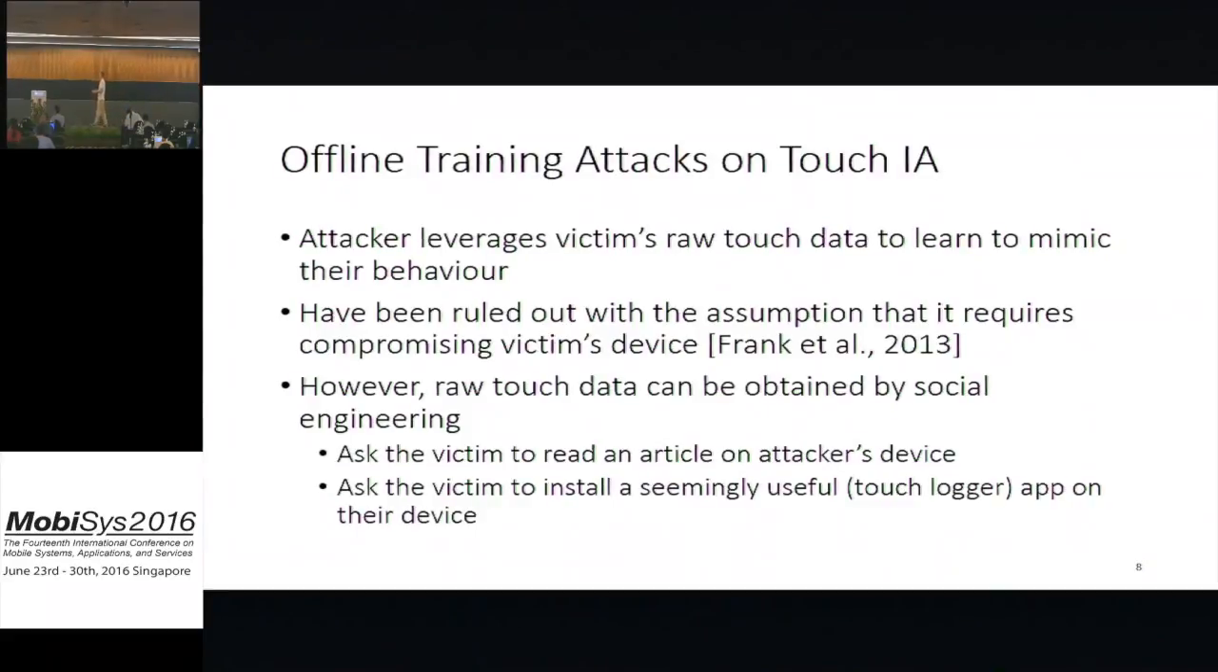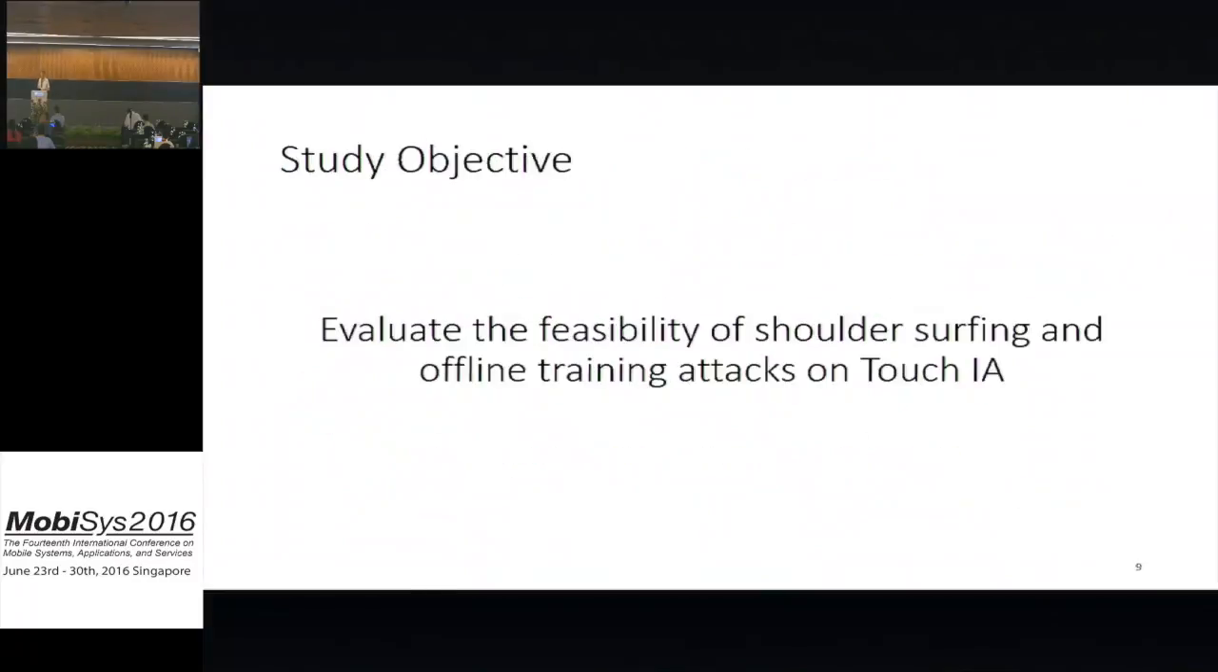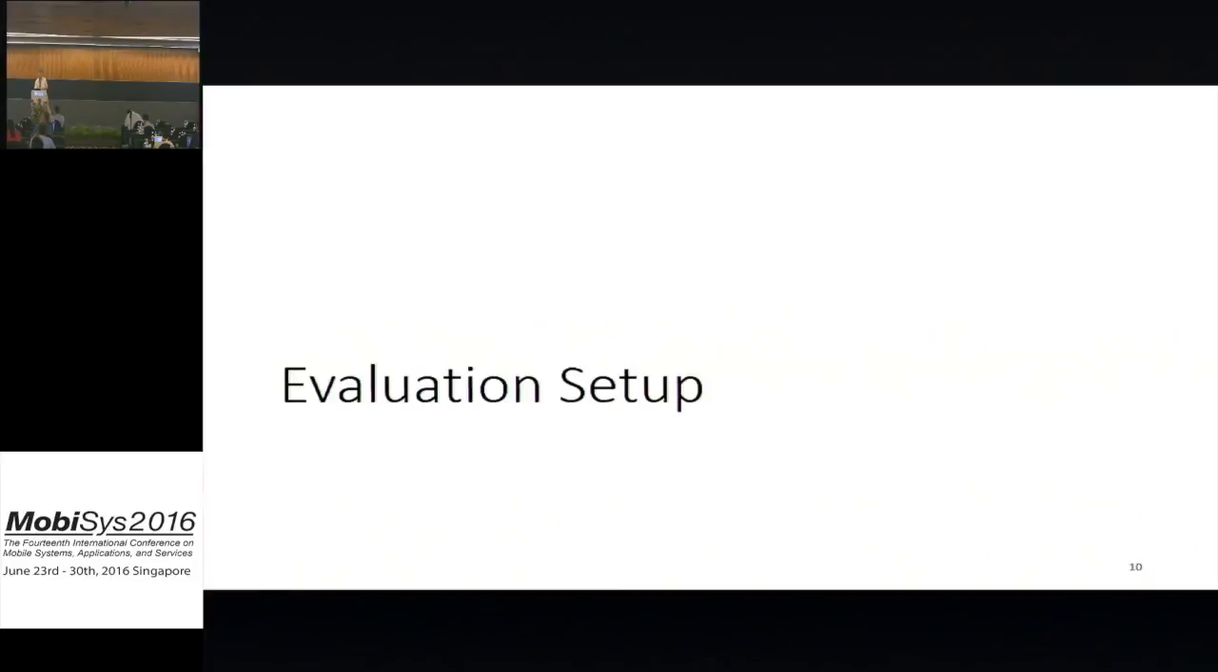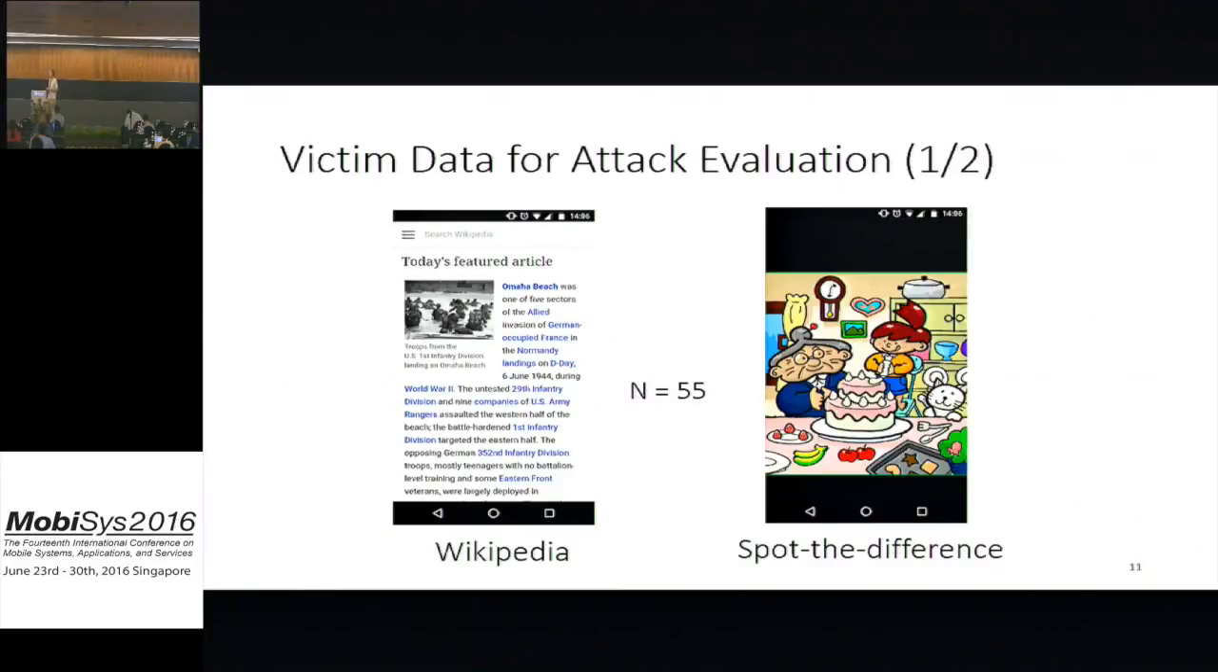And while she's using my phone, I gather her touch data, and then I train with her touch data and later attack her phone. Or I tell my wife, hey, download this cool app. And behind the scenes, the cool app is actually collecting her touch data and sending it to me. So our argument is that offline training attacks are not that difficult to set up. And so the goal of our study was how feasible are shoulder surfing attacks and offline training attacks on touch IA.